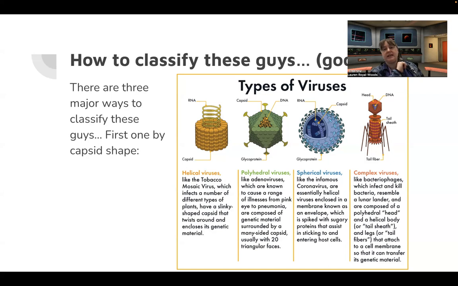Flu has the same thing. Some of these guys are designed to only go after one type of cell. The corona just happened to be ready to go for lungs. And unfortunately, we have some.